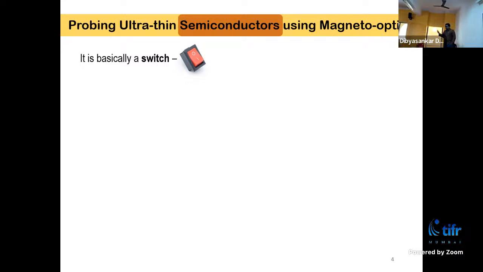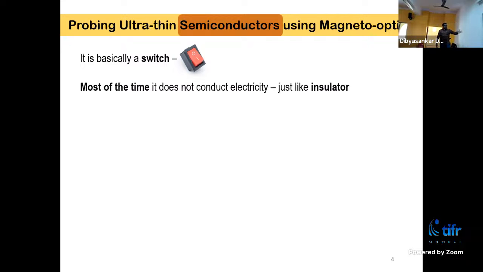So semiconductor is exactly like that. It works as a switch. We are familiar with this kind of switch. What a switch does is that it stops the conduction of current. Most of the time, it will actually block the flow of current, so it will act as an insulator.